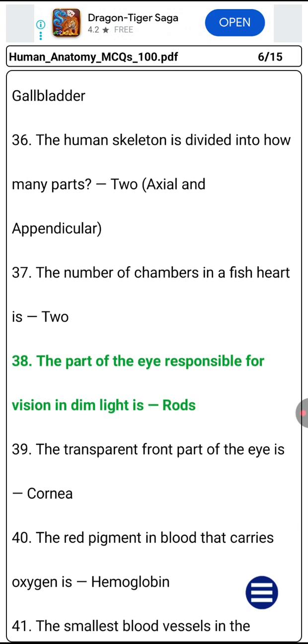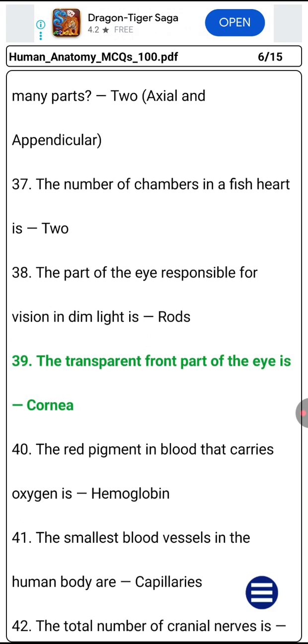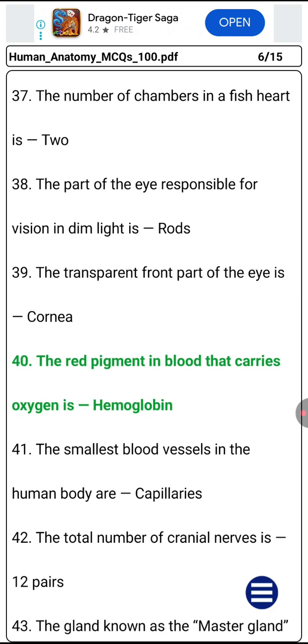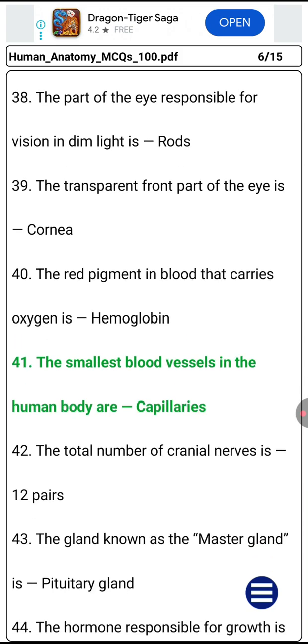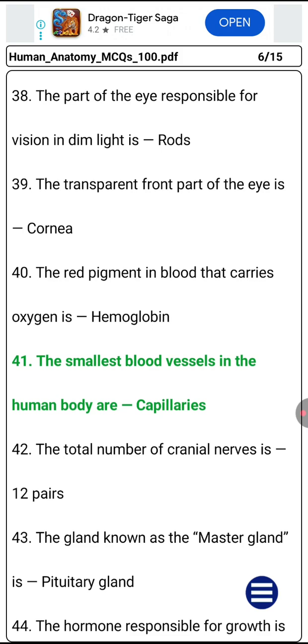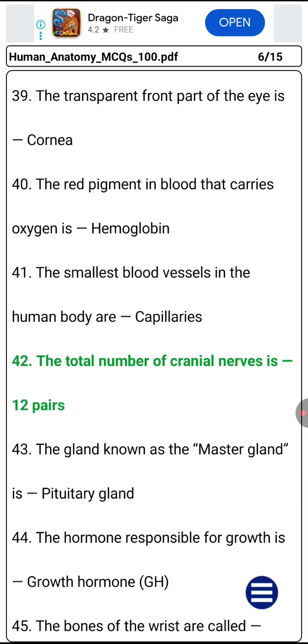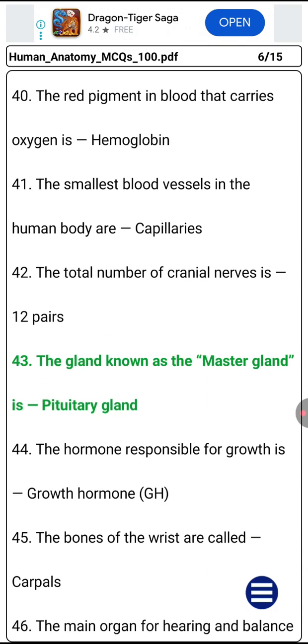38. The part of the eye responsible for vision in dim light is rods. 39. The transparent front part of the eye is cornea. 40. The red pigment in blood that carries oxygen is hemoglobin. 41. The smallest blood vessels in the human body are capillaries. 42. The total number of cranial nerves is 12 pairs. 43. The gland known as the master gland is pituitary gland.